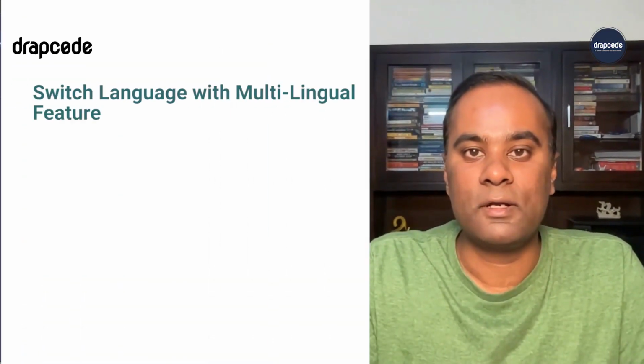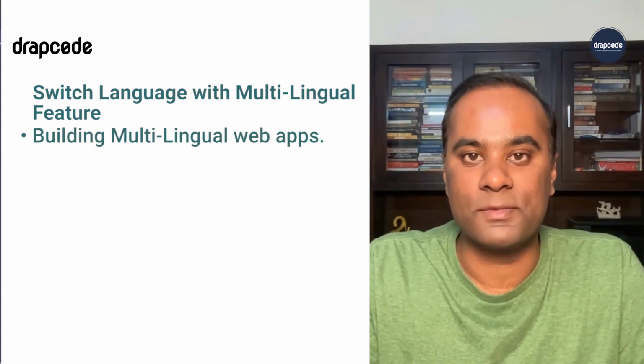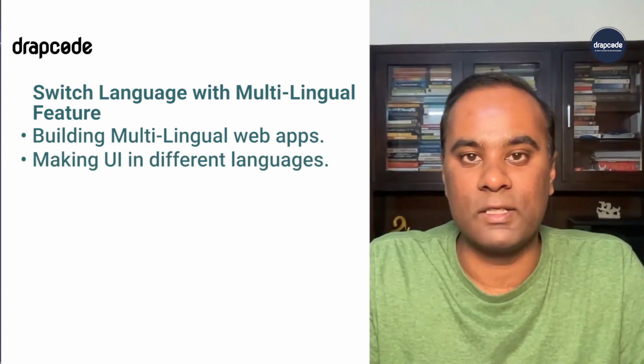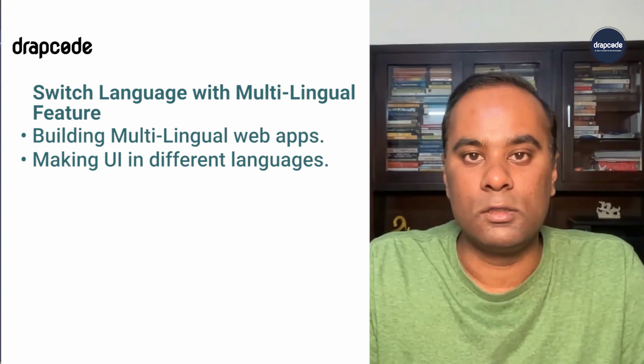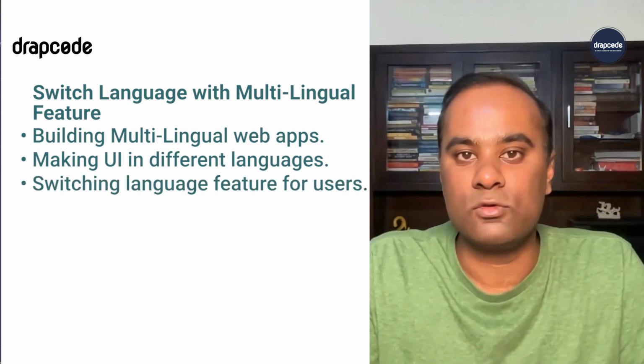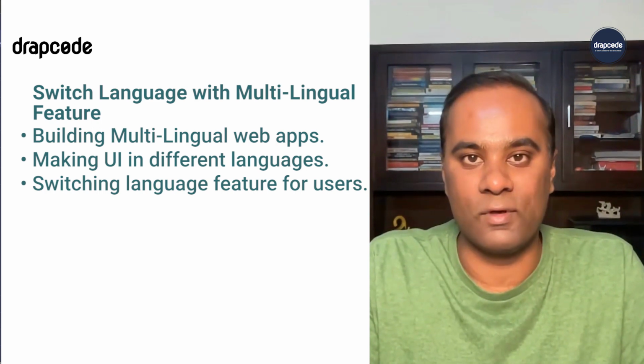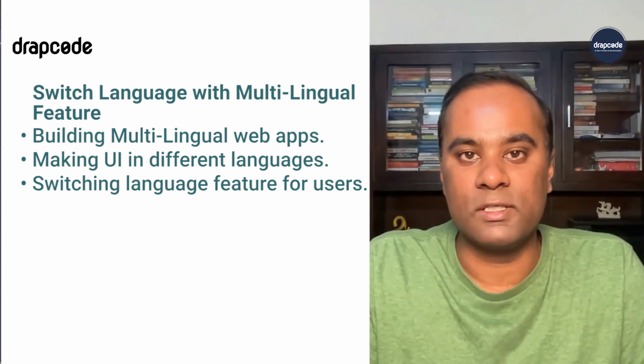So in this video, we will understand how to build multilingual web apps in Trapcode. Multilingual web apps are applications in which the UI is in different languages. Let's say you have people from English-speaking and German-speaking demographics, maybe Spanish and so on. You want to build an application where users can switch language so they can see the content in their own preferred language. Let's see how that can be done.